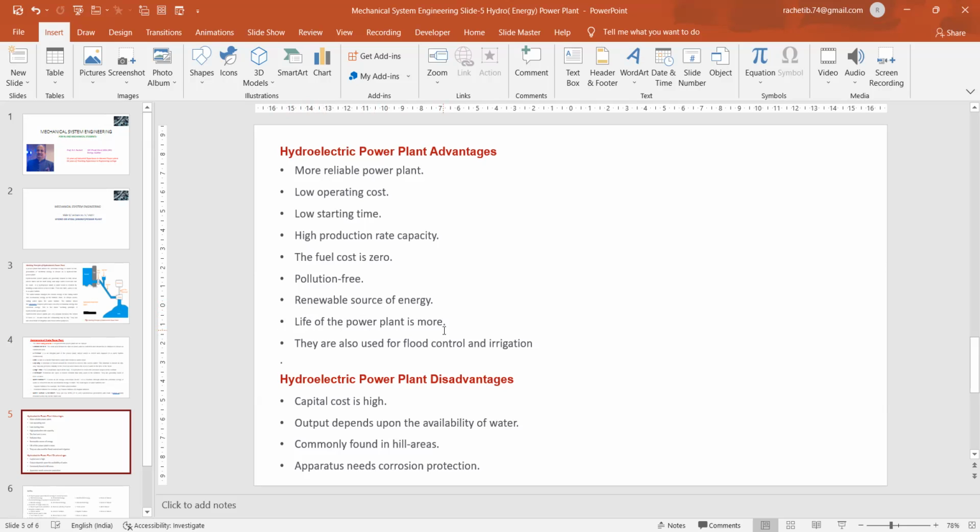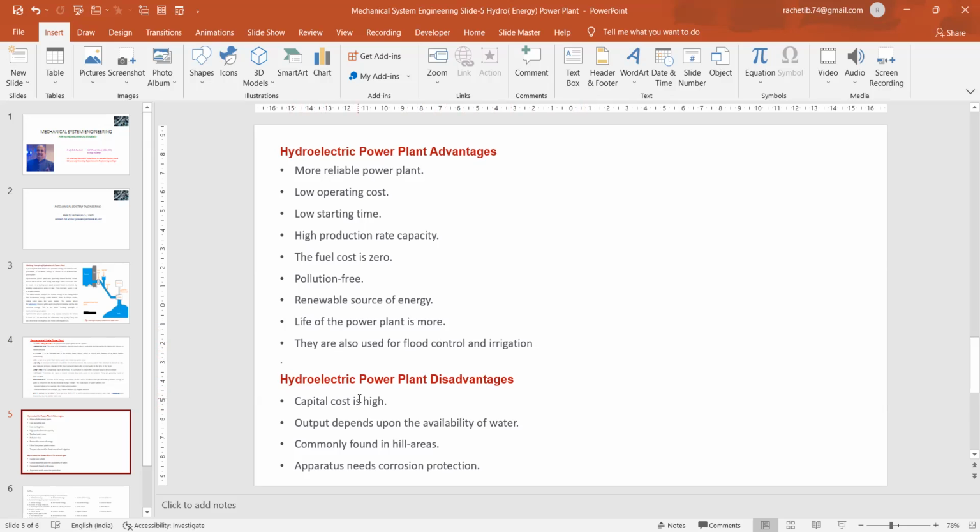The life of the power plant is around 100 years. If there is no damage to the main dam structure throughout its life, then the life of the power plant is much, much more compared to other power plants. They are also used for flood control and irrigation. If there is heavy water in a particular area, these dams ensure control of the flood and are also used for irrigation and drinking purposes.